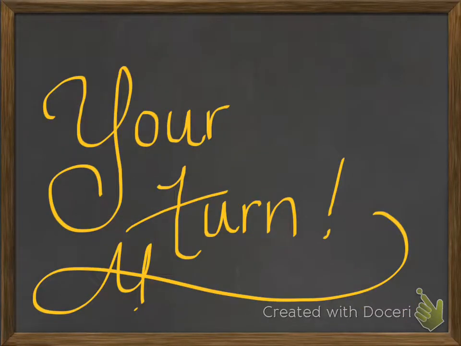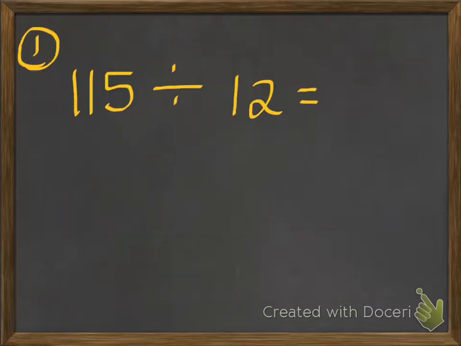All right, now it's your turn. So I'm going to have you do a few problems. I want you to try, remember, first estimate, then divide, and then double check using multiplication. Do all 3 steps, and then pause the video, do the 3 steps, and then come back and we'll check it. Here's our first problem. Number 1, 115 divided by 12.